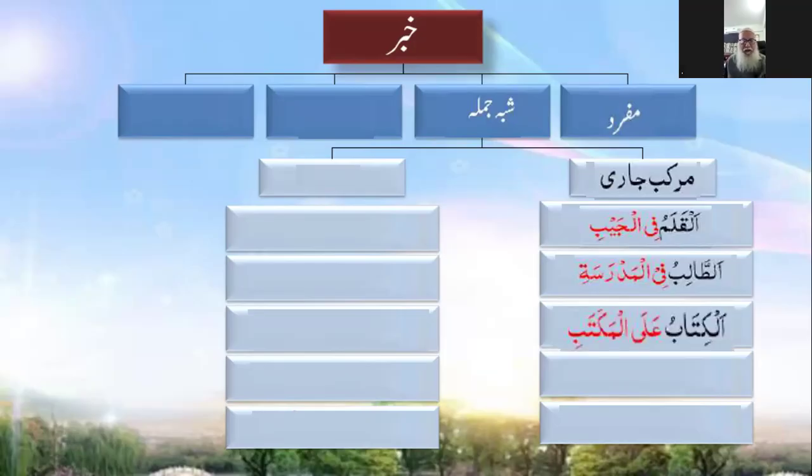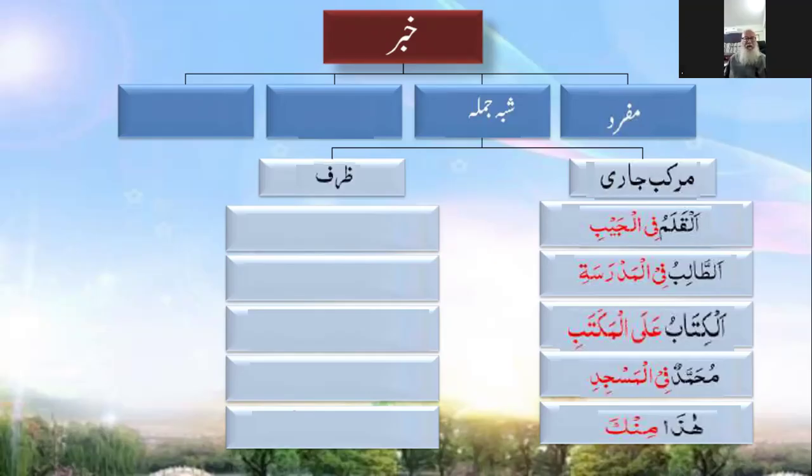Al-kitabu al-maktabi. Al-kitabu is a mubtada. Al-maktabi, jar majur, coming as a shibe jumla khabar. Muhammadun fil masjidi. Muhammad is the mubtada. Fil masjidi, shibe jumla khabar, jar majur. Haza minka. Haza is the mubtada. Minka is a shibe jumla khabar coming.